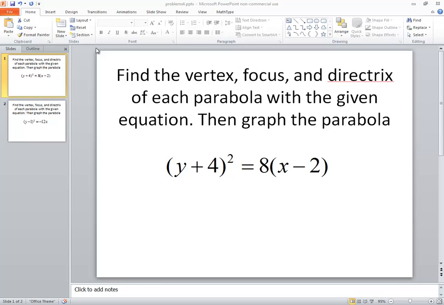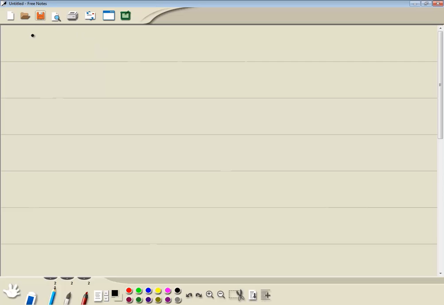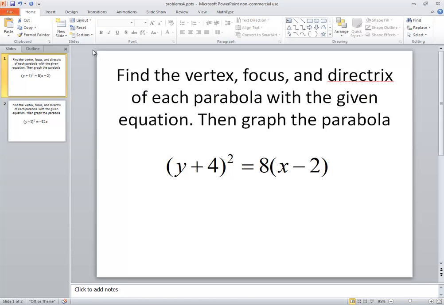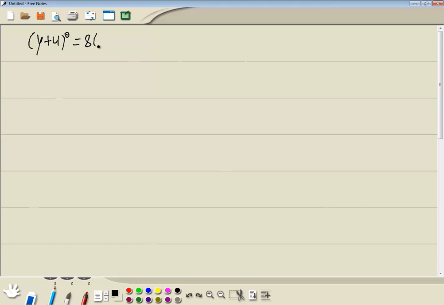Let's take a look at this problem. We want to find the vertex, focus, and directrix of each parabola with a given equation, and then graph it. So we've got (y + 4)² = 8(x − 2).